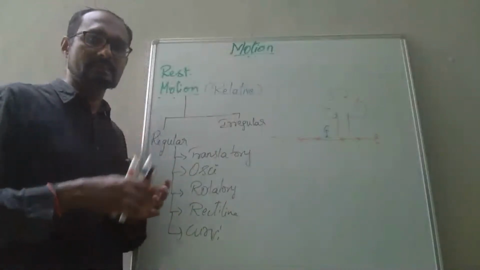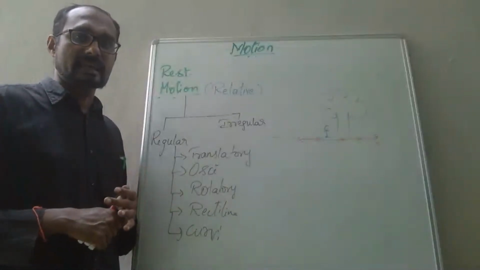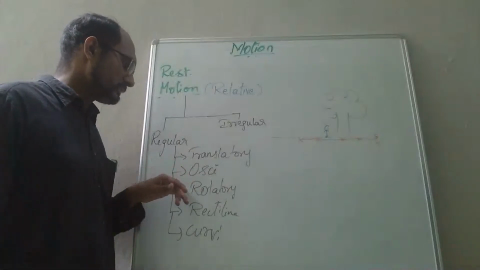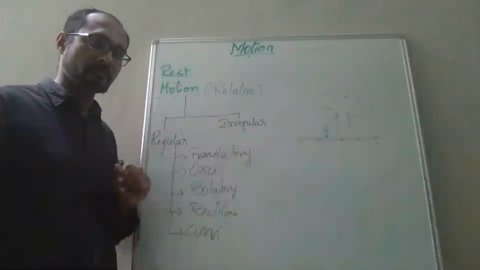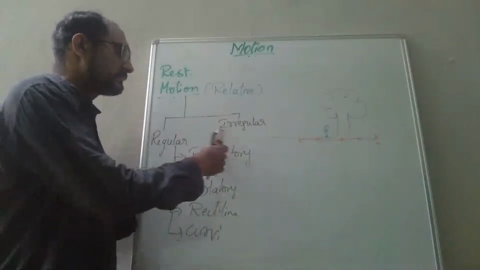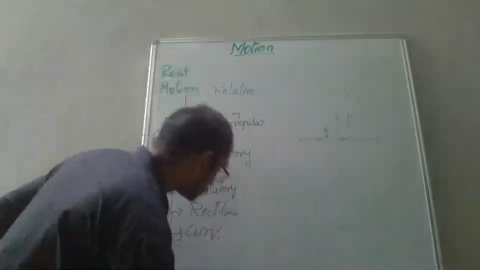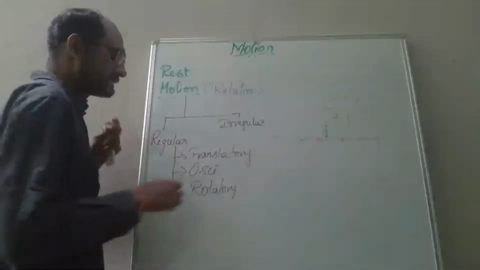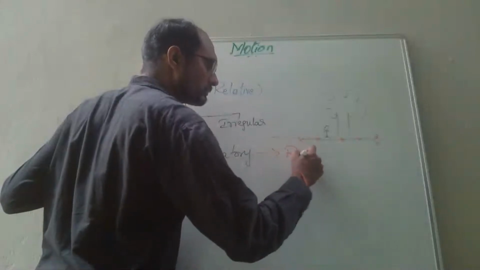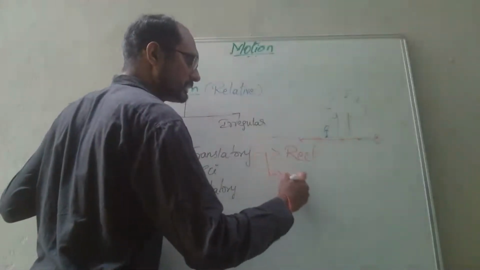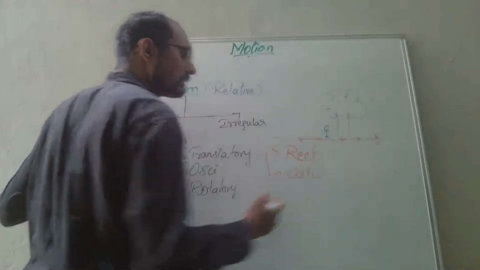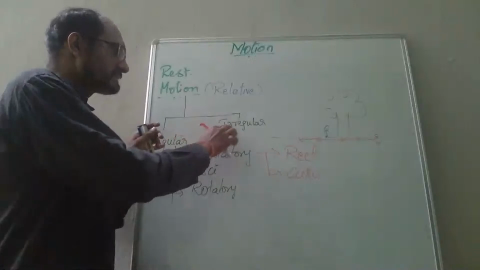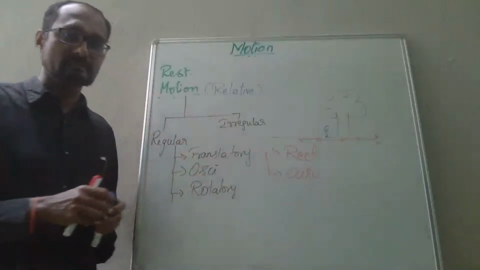Now this motion is again classified into translatory motion, oscillatory motion, and rotatory motion. Rectilinear and curvilinear actually come under translatory motion. To avoid confusion, let me write this here. Under translatory motion we have rectilinear motion and curvilinear motion. This is classified on the basis of the path taken.